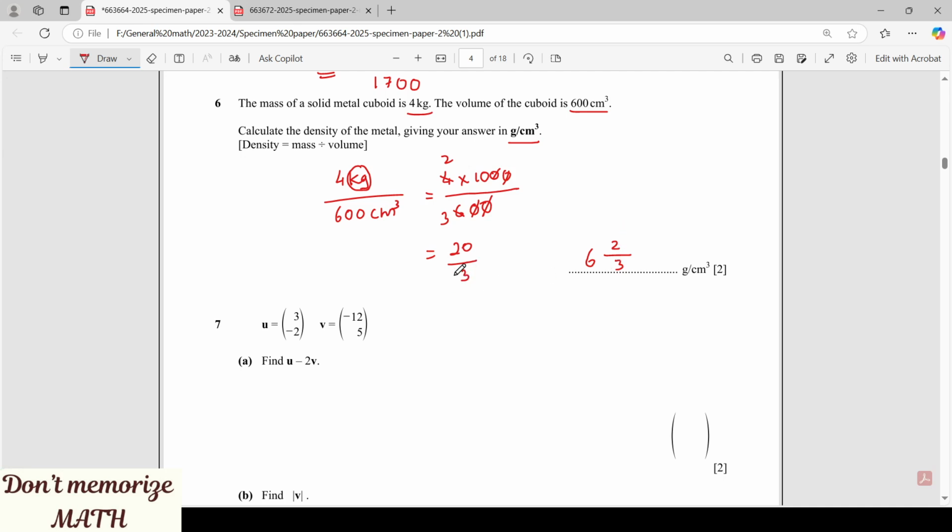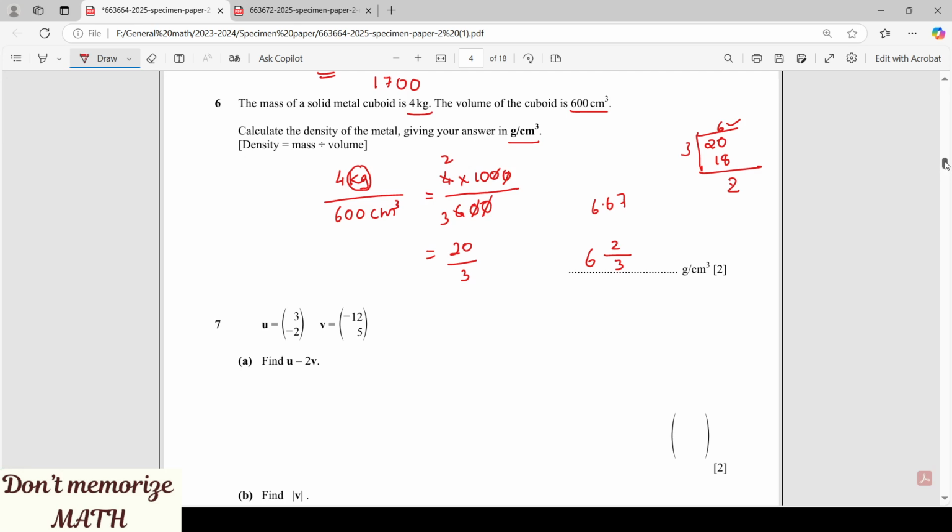Otherwise, you can write it as a decimal also. If you know the older method, you can do it like this: 20 divided by 3 becomes 6, 18 remaining, so what is remaining? 2. So 6 and 2 over 3. If you practice more and more, no need to divide like this, you can directly write the answer. For the decimal, you will get 6.6666, so write it to 2 decimal places. So the final answer is 6 2 over 3 or 6.67. I hope it's clear for you.